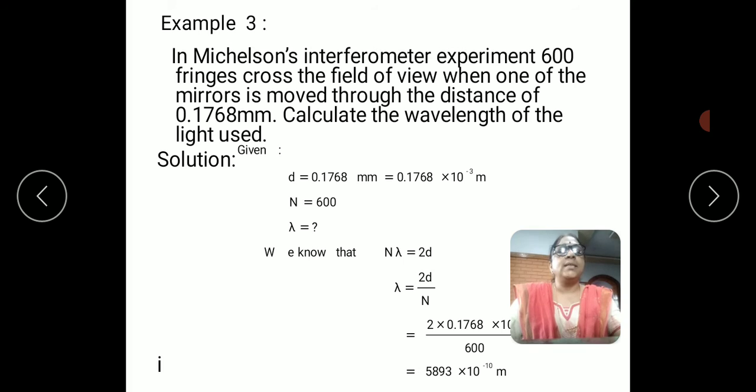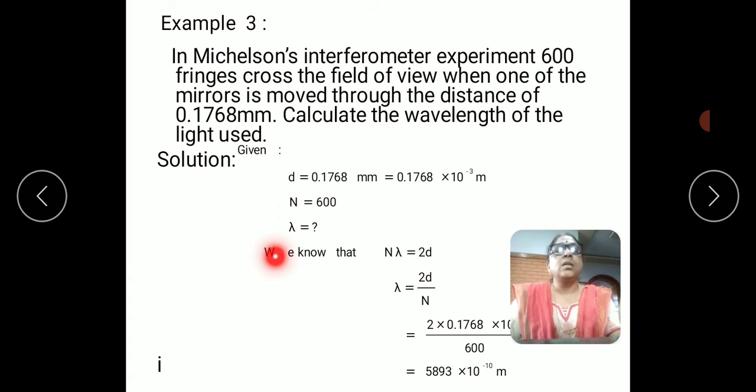Let us see the example on the Michelson interferometer. In Michelson's interferometer experiment, 600 fringes cross the field of view when one of the mirrors is moved through a distance of 0.1768 millimeter. Calculate the wavelength of the light used.